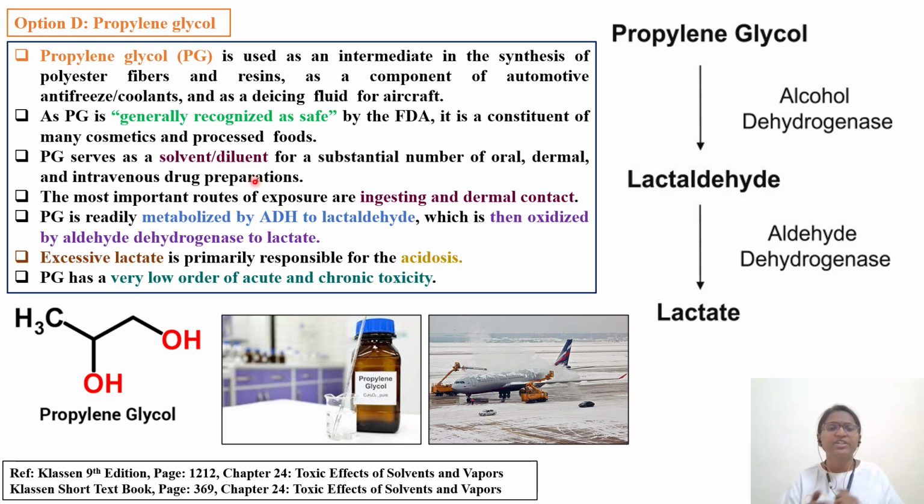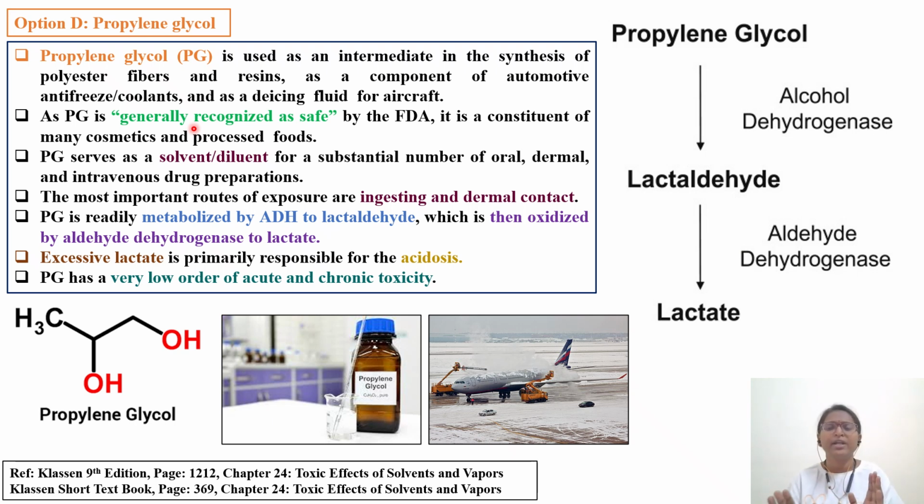What are the important things mentioned in the textbook? Propylene glycol is used as an intermediate in the synthesis of polyester fibers and resin, a component of automotive antifreeze and coolants, and a de-icing fluid for aircraft. If ice forms on the aircraft, to remove the icing, this is used as an antifreeze for coolants. Earlier in our old refrigerators, I remember from my childhood, freon was there. So PEG was used as an antifreeze, and as a de-icing fluid in the case of aircraft to remove the icing.